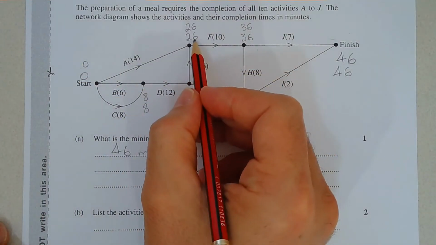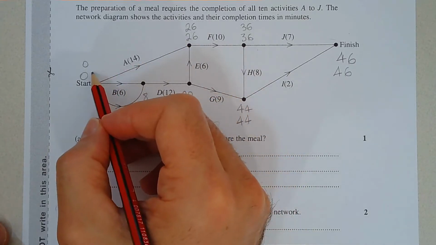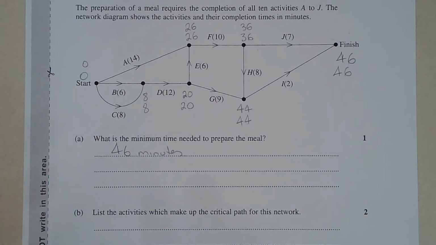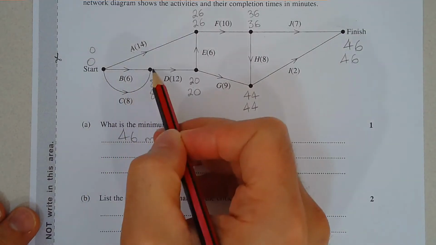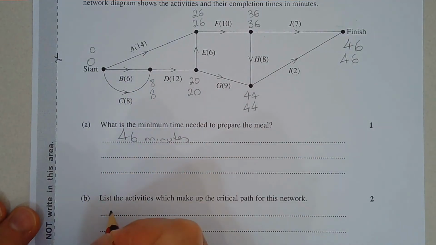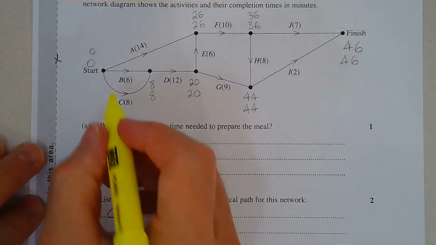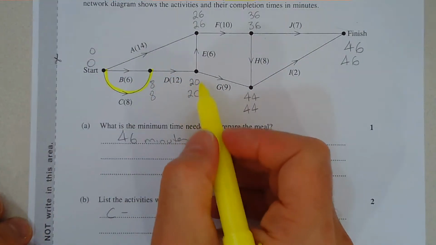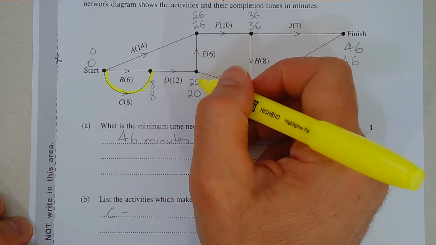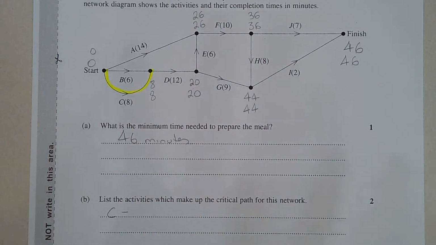We also have 26 minus the time for activity A, 26 minus 14, that gives us 12, but 0 is clearly less than 12. So again, we take the lower of the two numbers. So the activities which make up the critical path for this network, we've got this one here, C. I could highlight this to make it easier to see. Basically, you're looking for where the earliest start time and the latest start time are identical. So the two numbers are in fact the same.